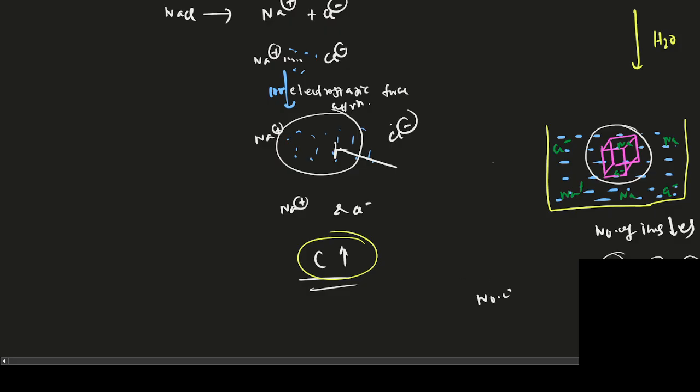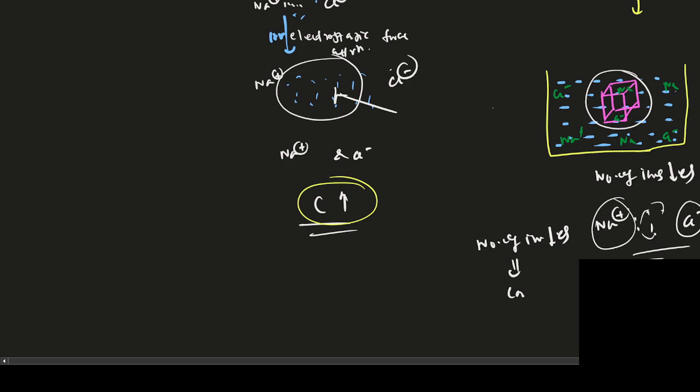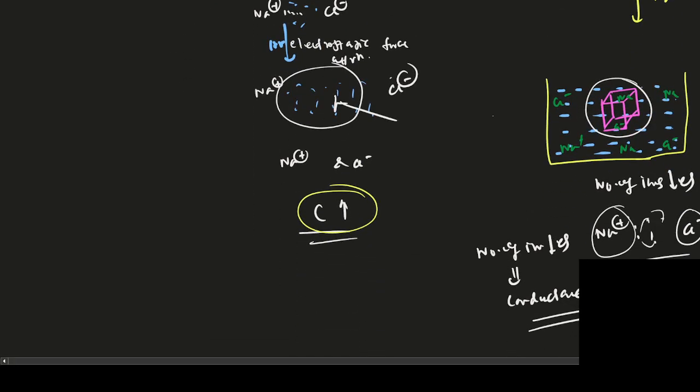So if the number of ions decreases, it means conductance decreases. Because the number of ions is less, the conductance decreases. So for that, conductance on dilution increases, but specific conductance kappa on dilution decreases.